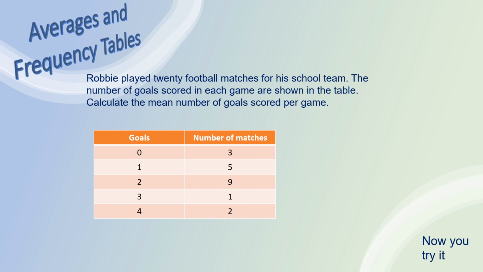So how did you do? All right, again, create your little fraction. Extend it out so you add the top, add the bottom, then simply divide the top by the bottom, and you can see there that the average is 1.7. So if you got 1.7, absolutely fantastic, well done.